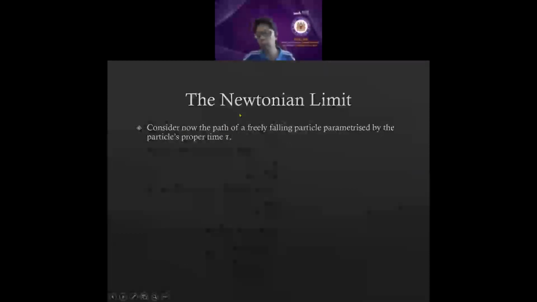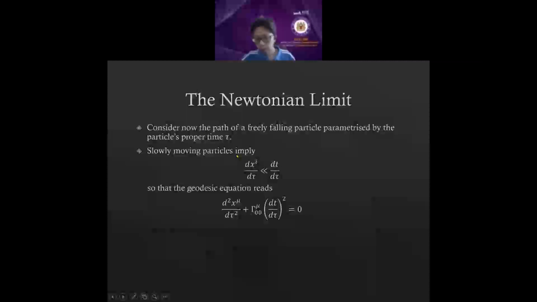Suppose that we consider the path of a freely falling particle parameterized by the particle's own proper time. Recall yesterday I said that proper time is the time on the clock, the time as observed by the observer himself. Proper time is the time on the clock that is moving together with the observer, right? So from the condition of the slowly moving particle, we obtain this criteria. How do we obtain this?